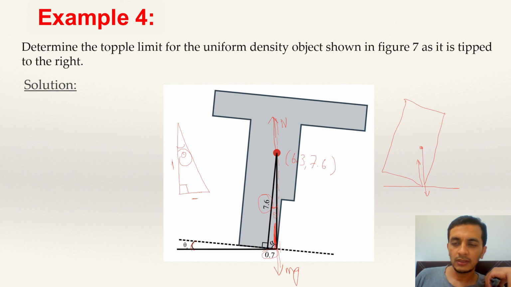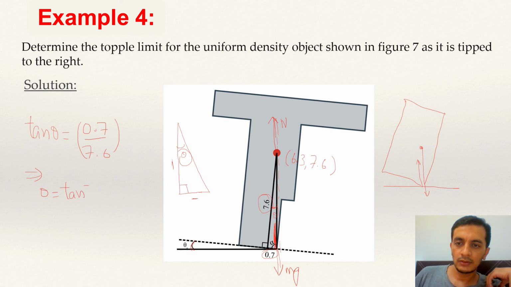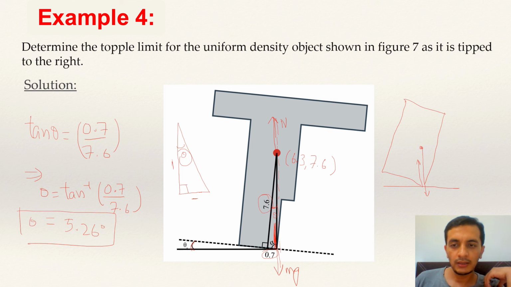So which trigonometric ratio can we use? We can use tangent theta. Tangent theta is equal to perpendicular over base, which is 0.7 divided by 7.6, right? So theta can be determined as tangent inverse of 0.7 divided by 7.6, and it is equal to 5.26 degrees. So this is the angle which is the topple limit for this shape.